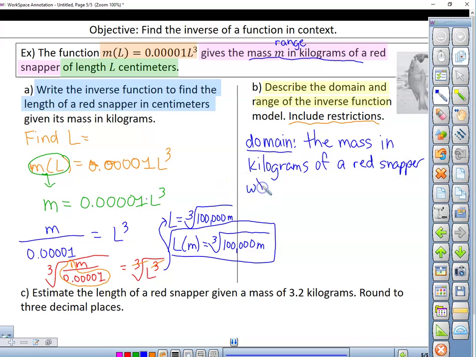where our m value actually needs to be positive. 0 doesn't really make any sense in this case because a mass of 0 would mean the fish doesn't even exist. So really m just needs to be a positive number greater than 0. So you could say m is positive.